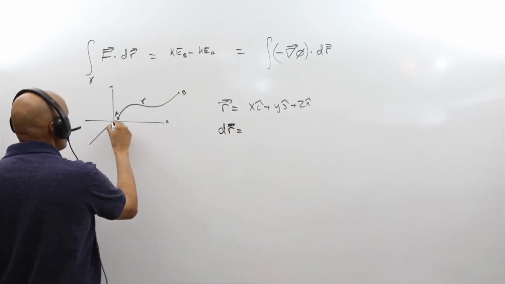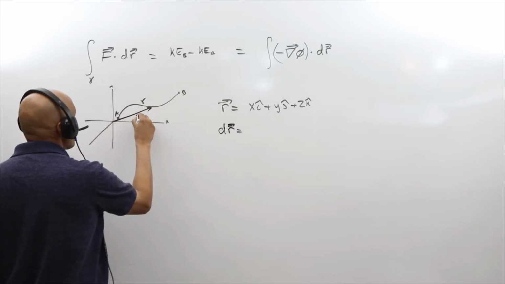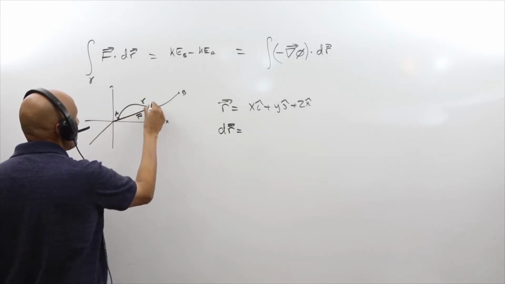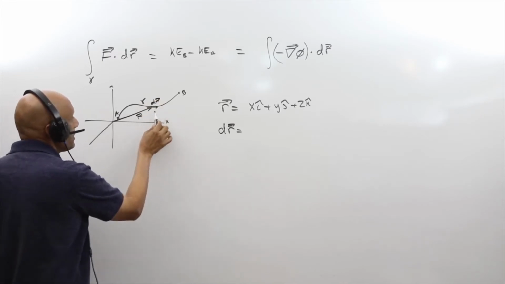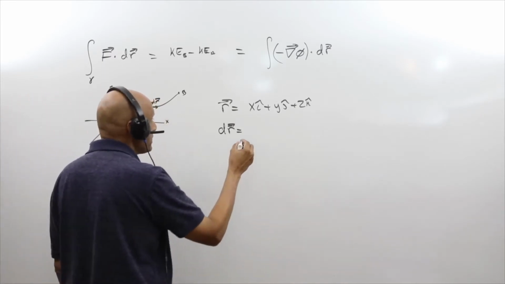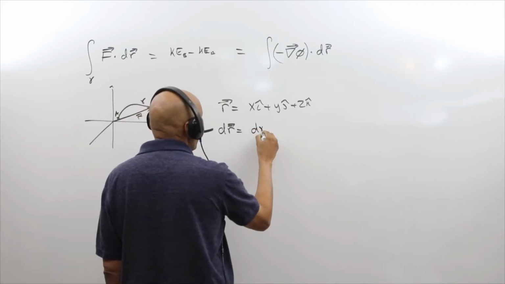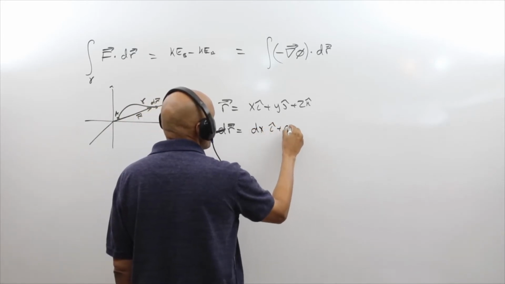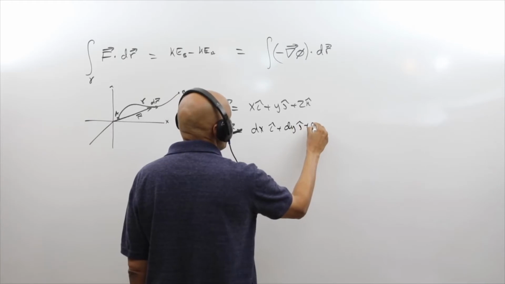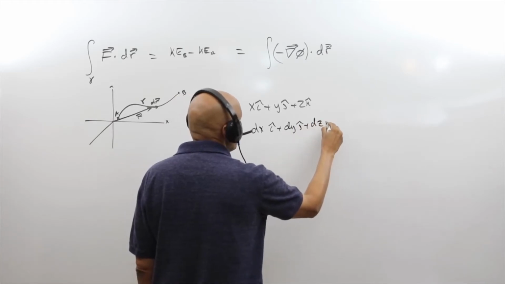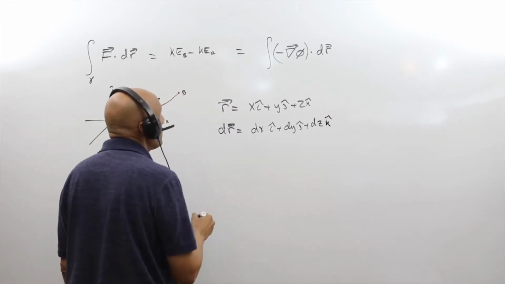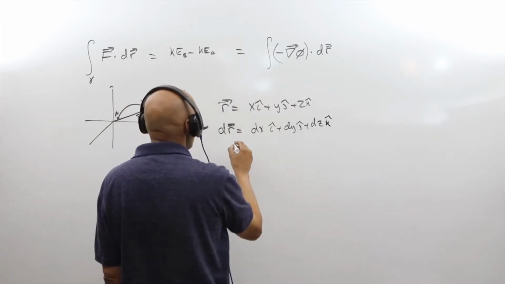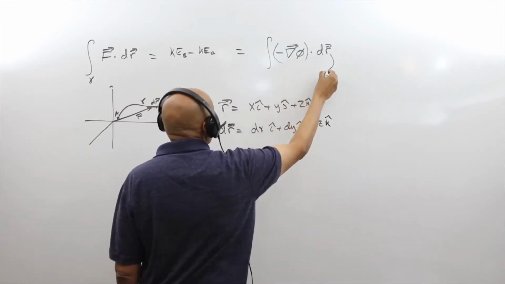So for example, if this is the position vector r, the differential dr is the displacement going from time t to a time t plus dt. So this is really dx i plus dy j plus dz k. So this is the differential. So let's expand this integral.